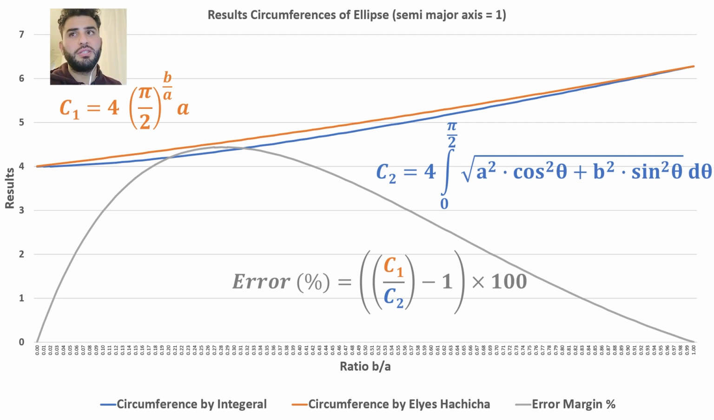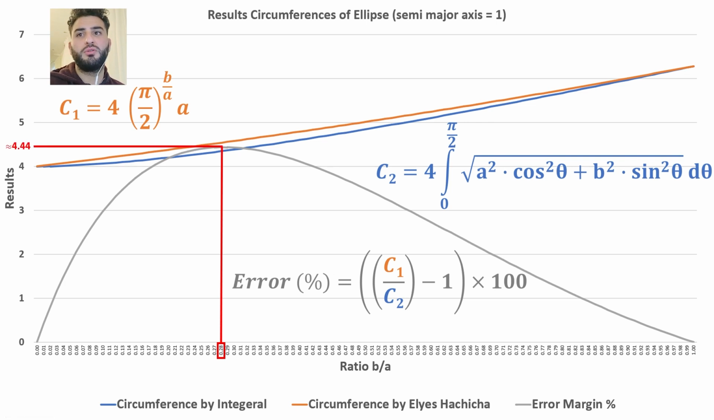And so as you can see, first my error margin is very small, okay, and then it starts to increase. So it's 0 at the beginning and then it increases to a maximum at b over a approximately equal to 0.28, and this error margin reaches a peak of approximately 4.44%, and then it decreases again toward 0%.